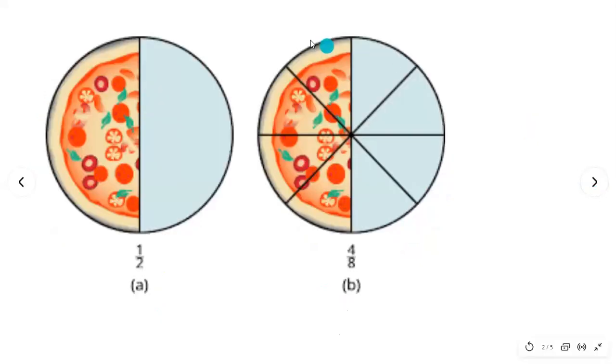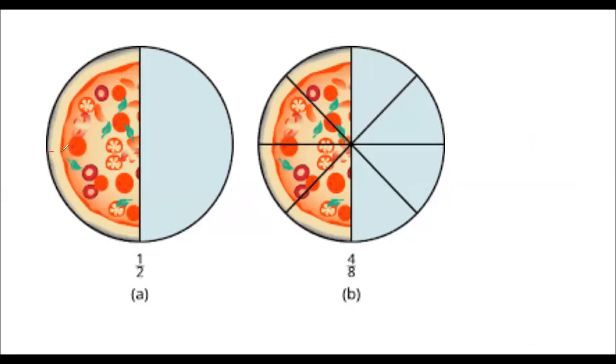So when I ate 2 slices of pizza number 2, it was also looking like a half. And when I ate 4 slices out of 8 slices, it was also looking like I ate half of the pizza. So all of this is equal to, this is 2 by 4, 4 by 8 is equal to half pizza.